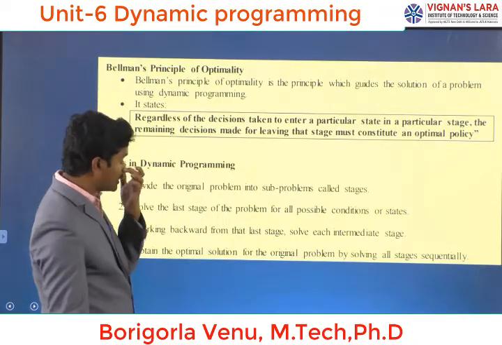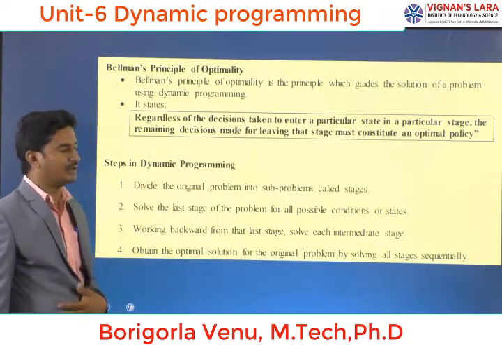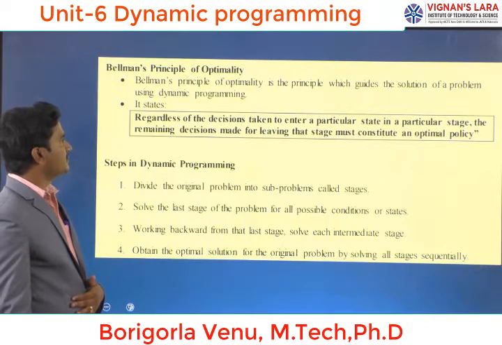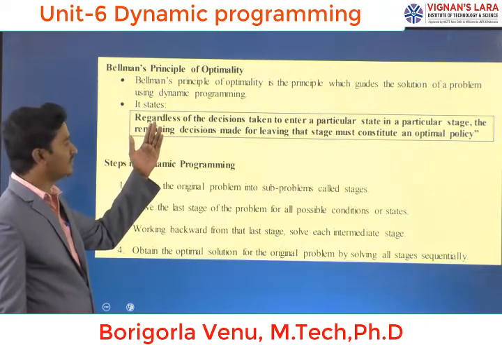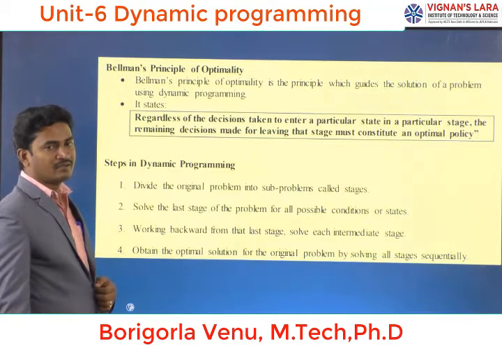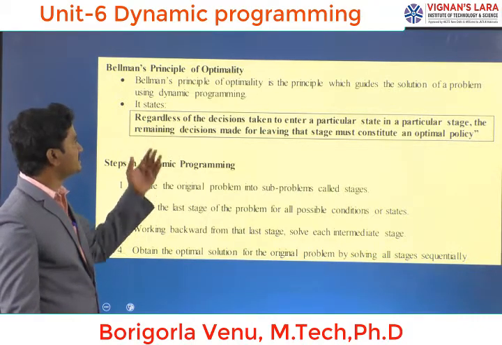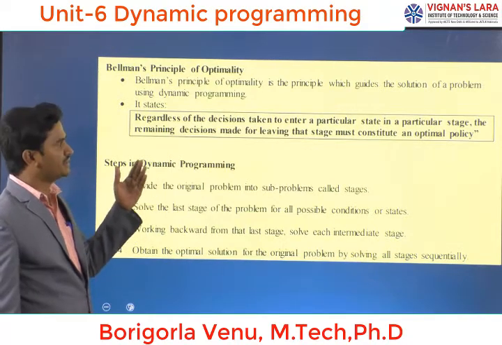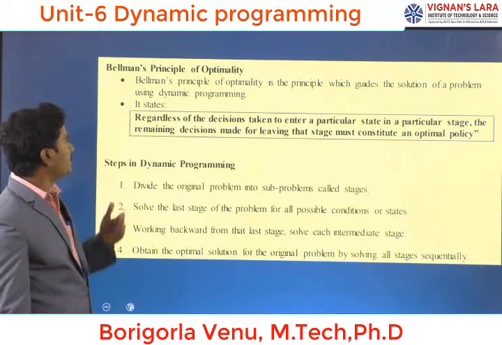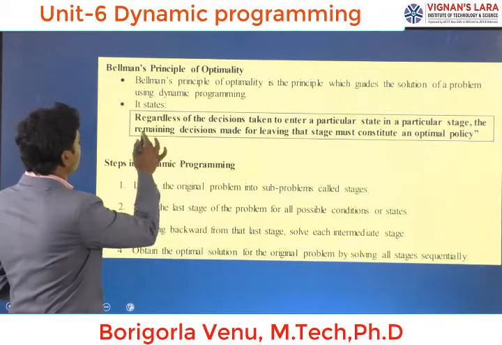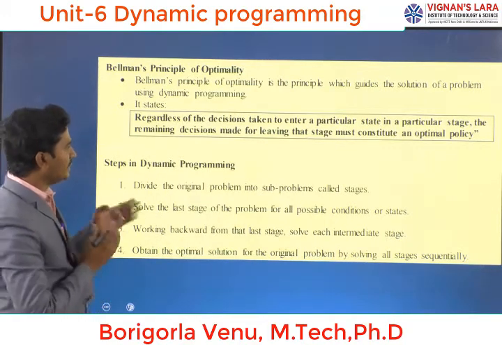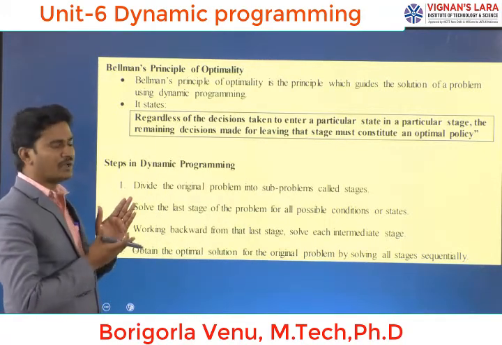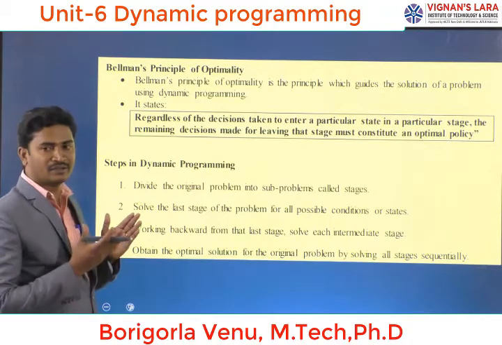Next, coming to Bellman's principle of optimality. Here the Bellman principle is invented by Bellman. That's why we call this Bellman's principle. The principle of optimality gives the solution of the problem using dynamic programming. Okay, it states that the decision was taken to enter into the particular state in a particular stage.